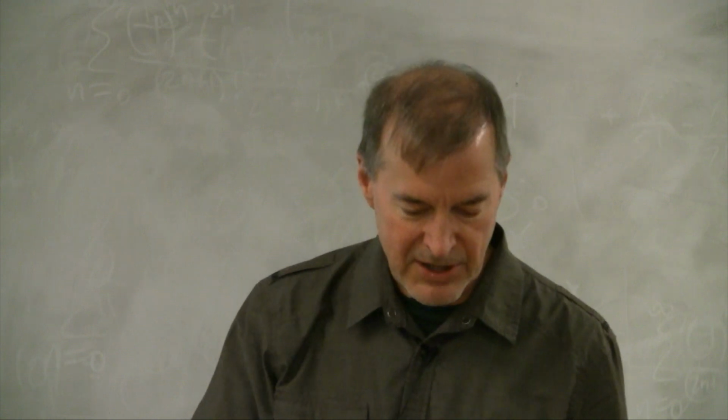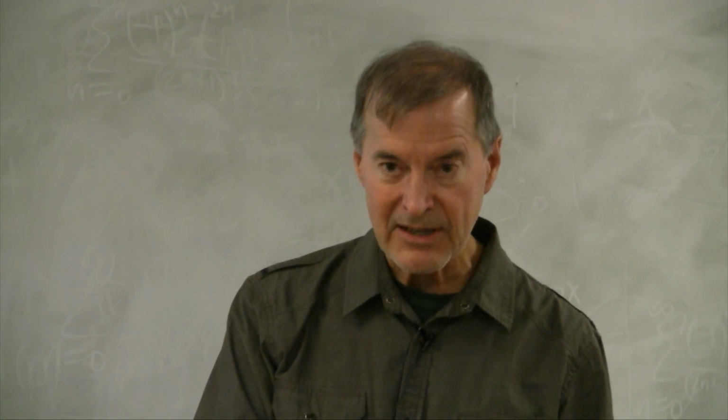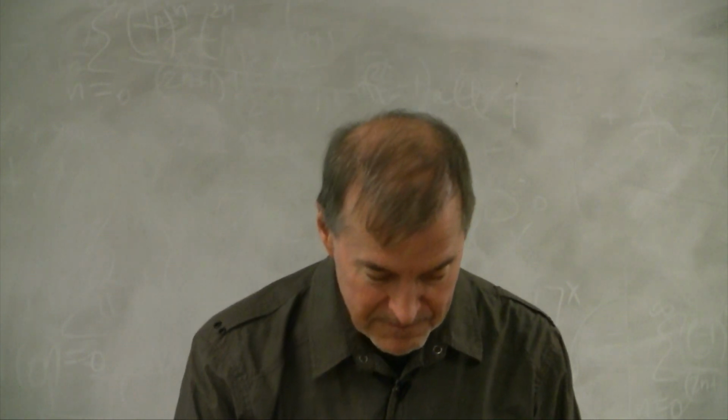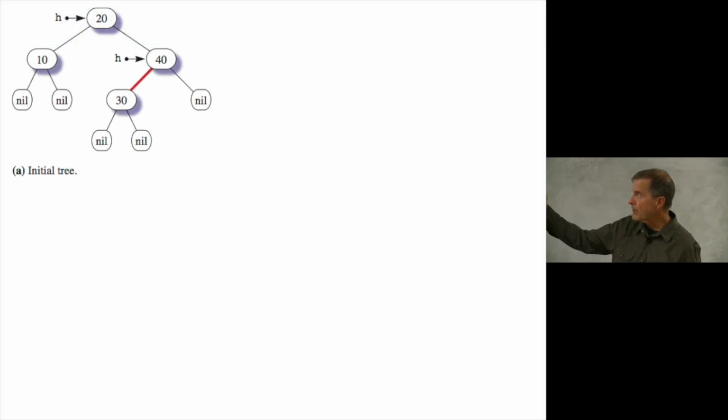So here's how it could work. In fact, I think we did this. I think we were surprised at this feature when we did the demo. Let's suppose that we have an initial tree like this. So we have 20 and then 10 on the left and then 40 and 30. So that's our initial tree. And we have an H at the root, we have an H at 20, we have an H at 40. And so now let's suppose that we're going to insert 50, right?